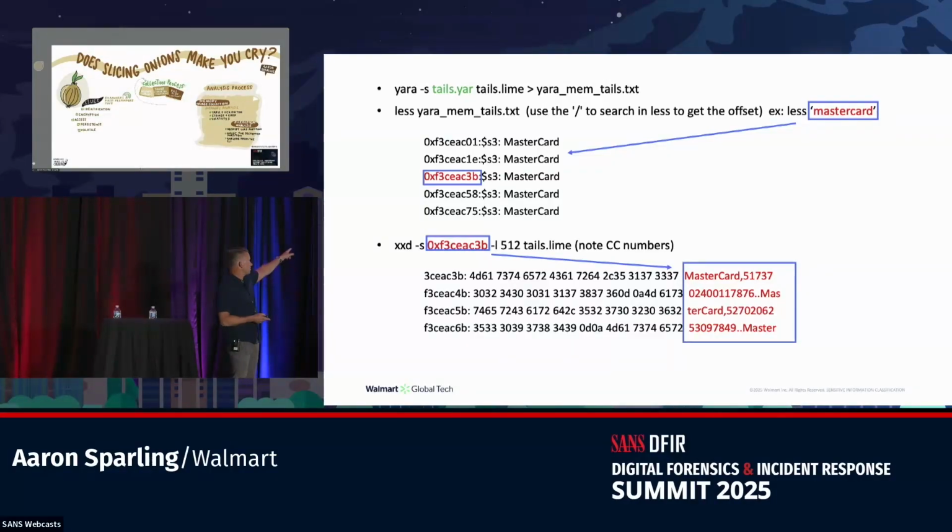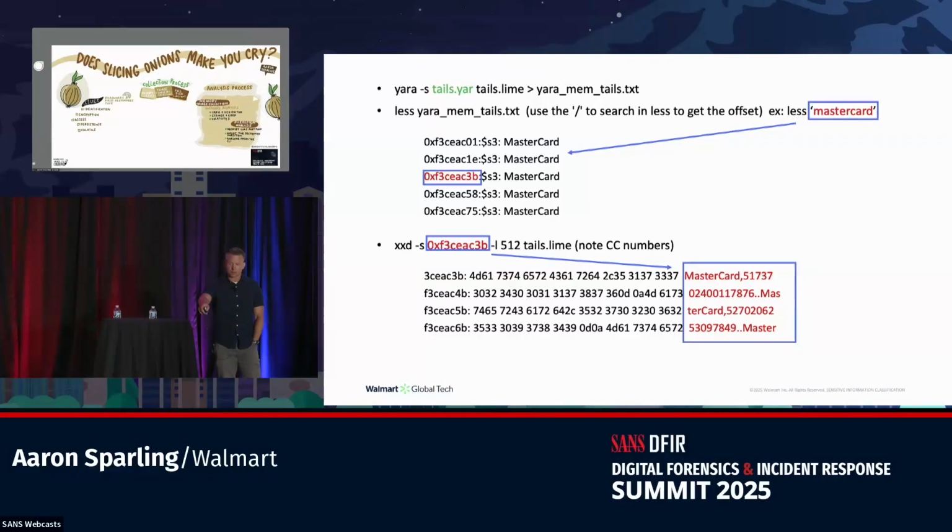So here I have the physical offset in memory, and then I'm able to use xxd, which is a hex editor from the command line. I should back up one step: I did all the analysis in a Linux VM, so there are going to be a lot of Linux commands as I work through this analysis. Using the -s, I'm saying seek to this physical offset and show me the 512 bytes after that location, and point it to my memory capture, which is tails.lime.